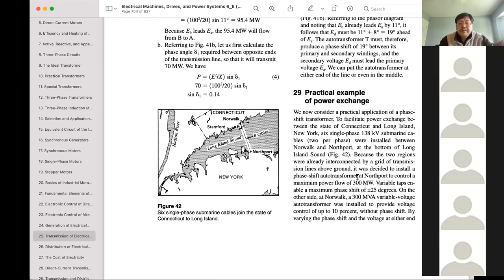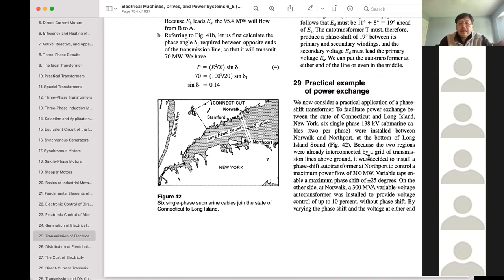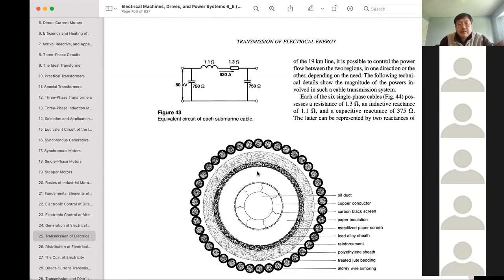And it was decided to install a phase shift auto transformer at Northport, right here. So there is a phase shift transformer right there. By controlling the phase angles, the transmission line between Norwalk and Northport. So there is a transmission line, 6 cables underwater. That's the cable.